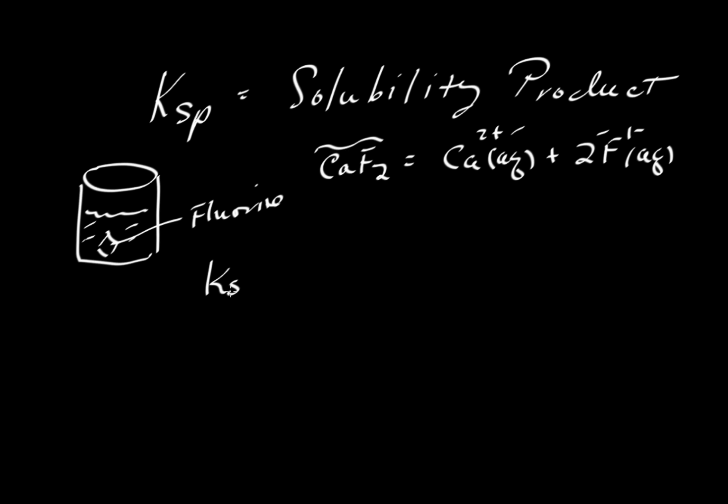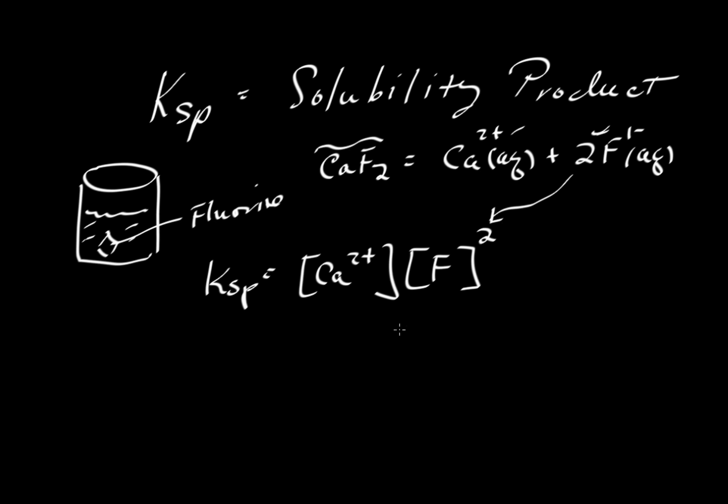The KSP for this would be written as the concentration of calcium 2 plus ion in aqueous solution multiplied by the concentration of fluoride ion raised to the power of 2. Remember that anytime we write an equilibrium constant of any kind, including a KSP, whatever coefficients we have in front of something like fluoride ion become an exponent in this kind of expression.